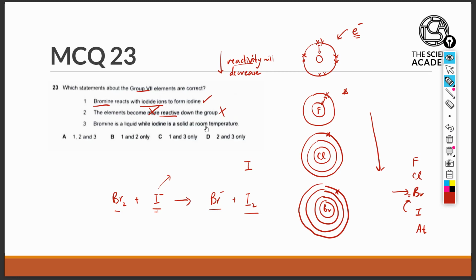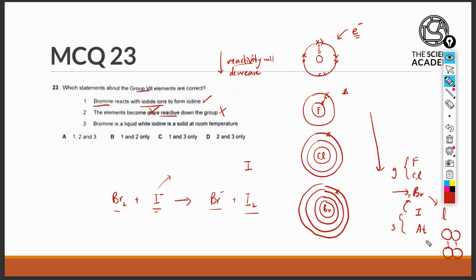This is true. For the group 7 elements, the top 2 elements are going to be gaseous at room temperature, while the bottom 2 elements are going to be solid at room temperature. Bromine is the only element that exists as a liquid at room temperature. This is because down the group, the size of the atom increases as seen from the diagram here, and the bigger the size of the atom, the bigger the size of the molecule. With a larger molecule, there will be stronger intermolecular forces of attraction.